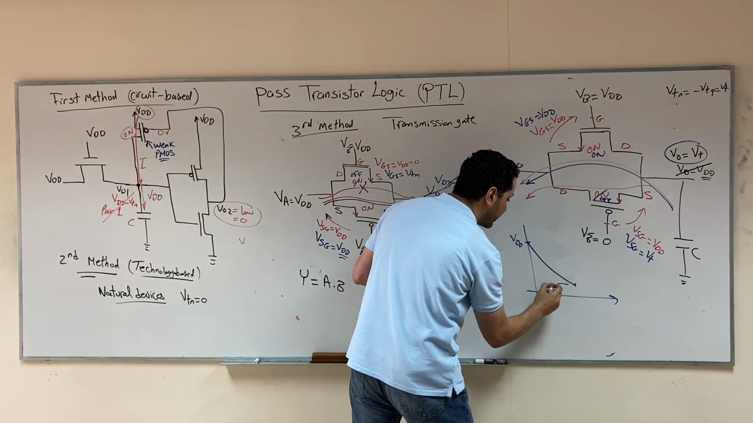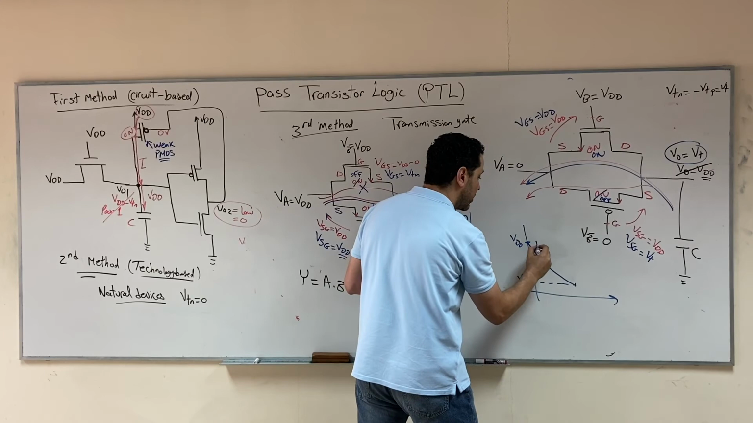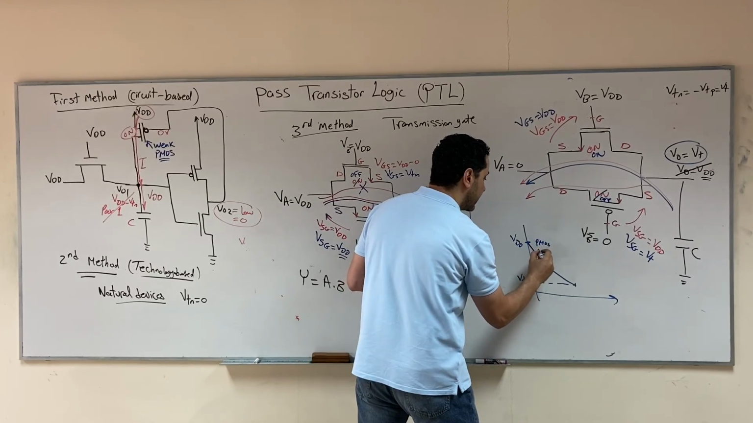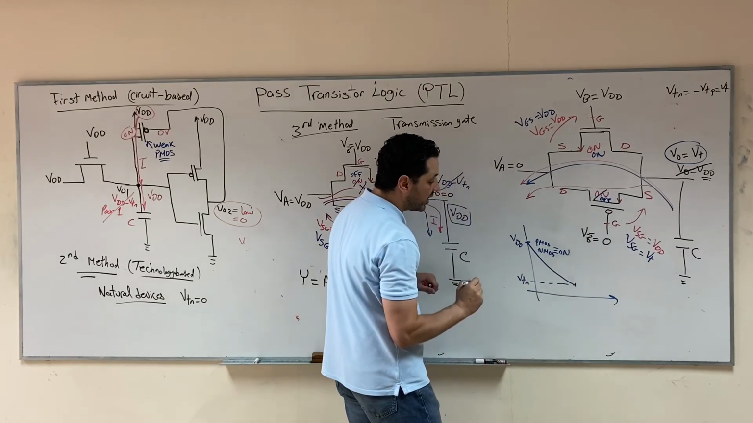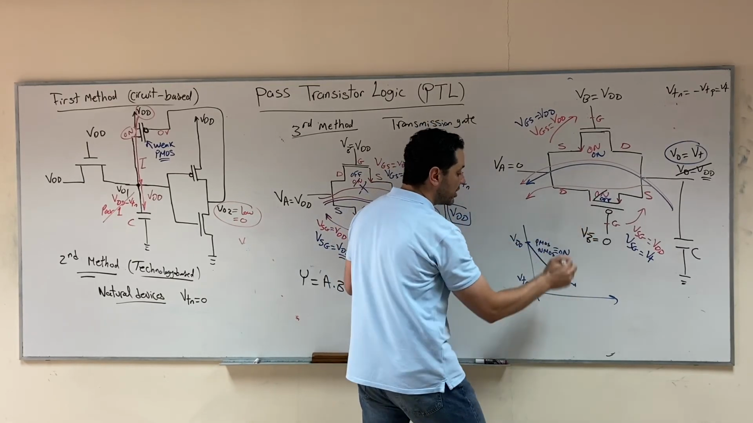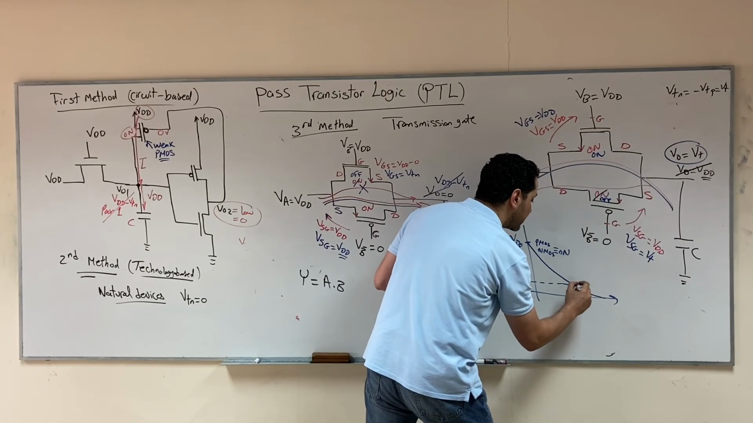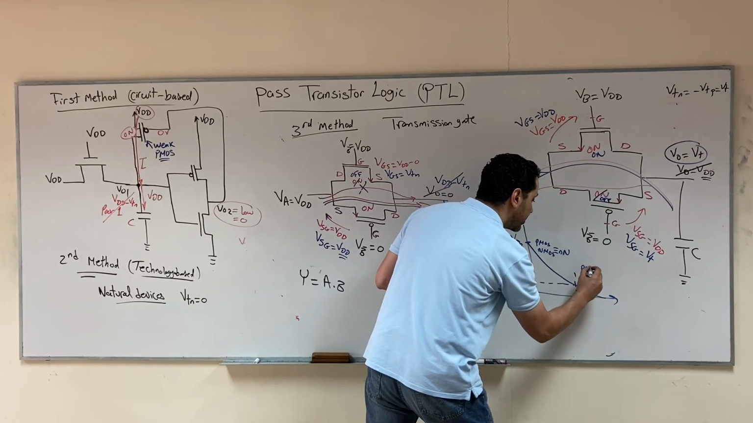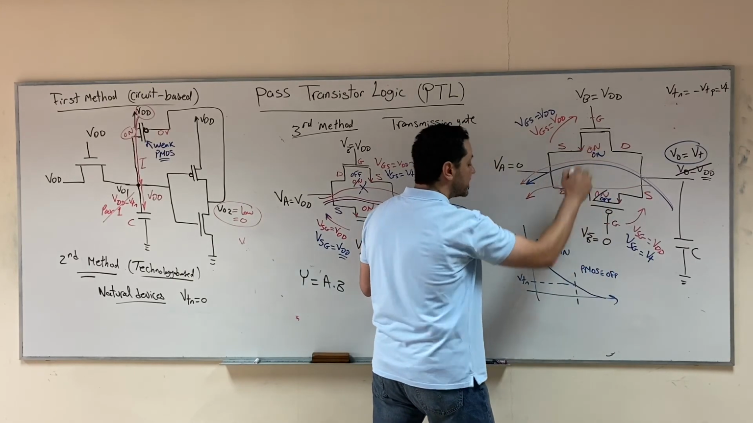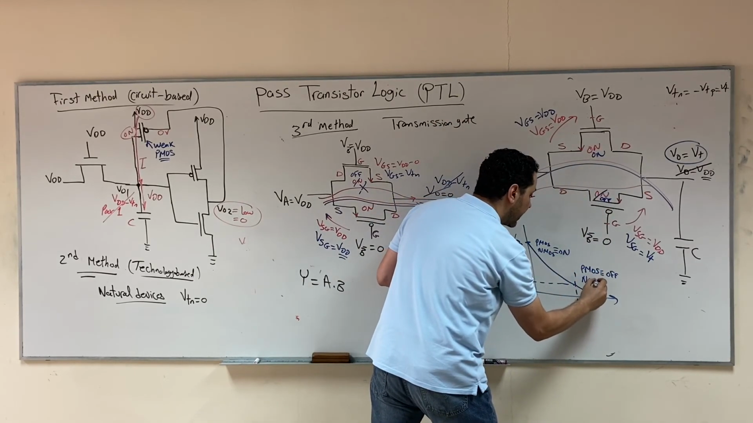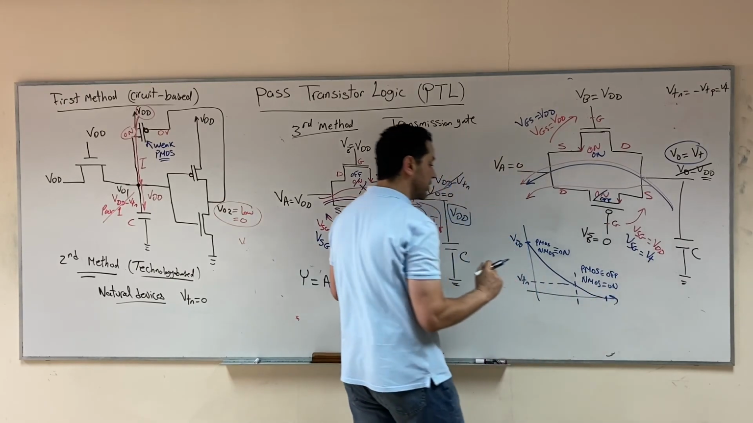Starting from here, in this region, both PMOS and NMOS are on. Starting from this point, the PMOS will be off, but the NMOS will be on. So starting from this point, PMOS will be off, but the NMOS will stay on, and the capacitor will keep discharging until it reaches 0.